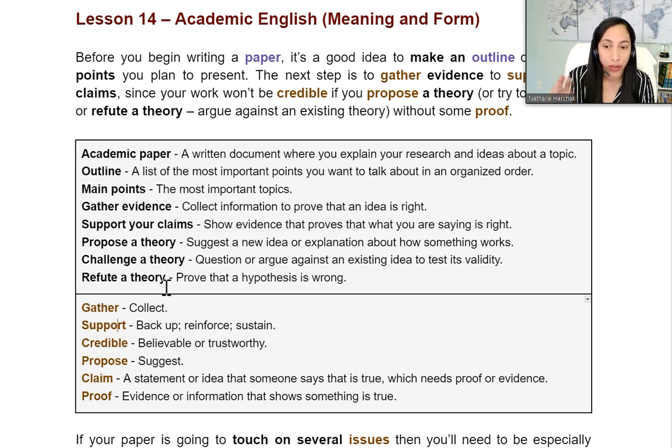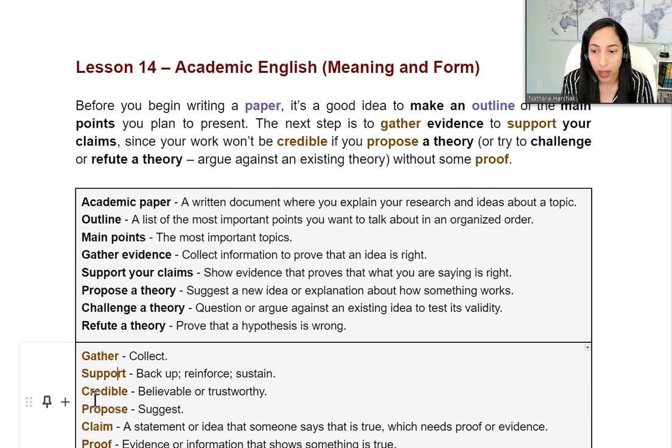Refute a theory. Refute is to prove that a hypothesis is wrong. So if you refute a theory, you're going to try to find evidence to support your opinion, okay? And then if you show it to me and I say, oh yeah, I think you're right, then you proved that your point was right, your hypothesis was right, and I was wrong. Does it make sense?